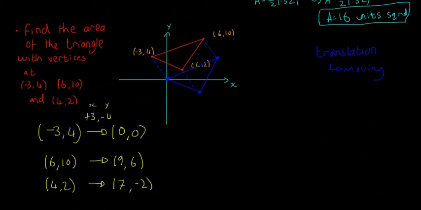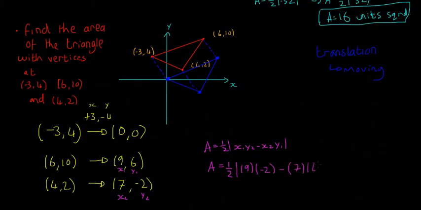So I'm going to call this one here x1 and this one here y1. This one here x2 and this one here y2. And now we can find our area. So A is equal to half by, just make sure I don't get this mixed up, it's x1 y2 minus x2 y1. Just again, be careful, it's really easy to get confused there. So that means A is equal to half by, so x1 is 9, y2 is -2, minus x2 is 7, and y1 is 6.